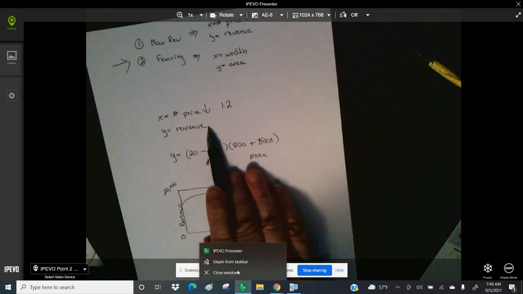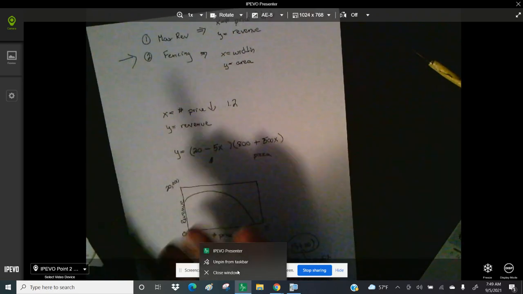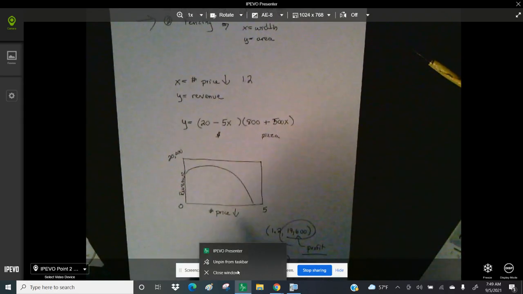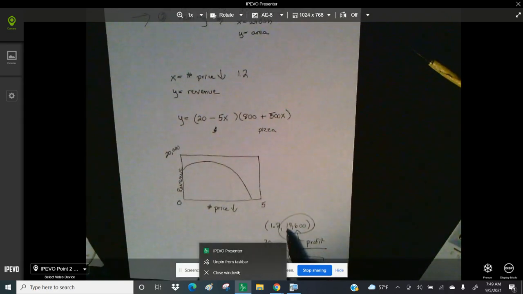And you set your Y equal to revenue. In this case, we're going to consider revenue and profit the same thing, although it's not exactly the same, but for this it will be. And so this is the Y of our vertex. So the revenue will be 19,600.